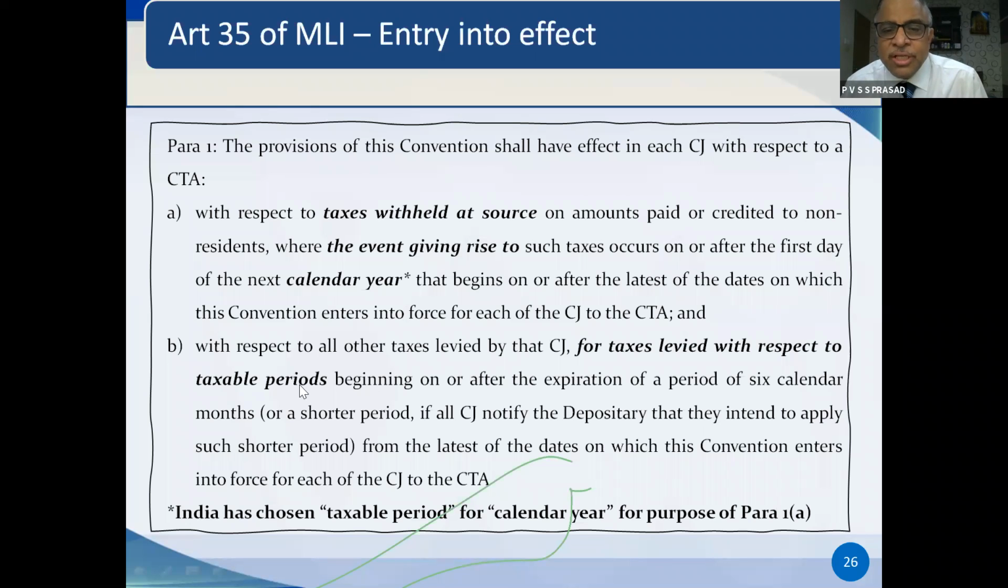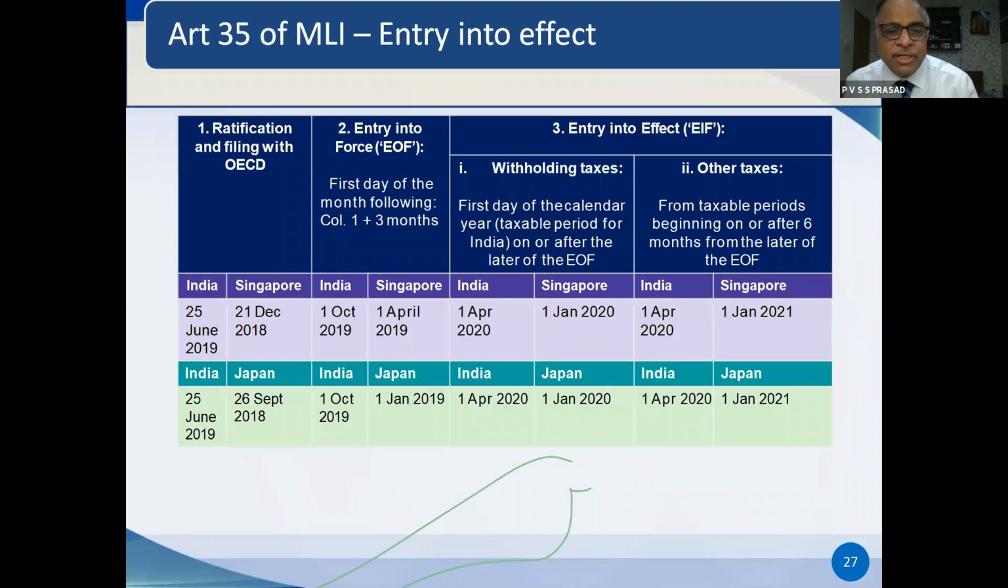So as far as the regular taxes are concerned, it is 6 months from the end of the latest date of entry into force; from there it would be calculated. If you look at an example, you will understand. India, as I mentioned, on 25th June 2019, has completed the legal process of ratification, whereas Singapore completed on 21st December 2018. But entry into force is the next column: on 1st October 2019, it has come into force as far as India is concerned with respect to the India-Singapore Treaty.